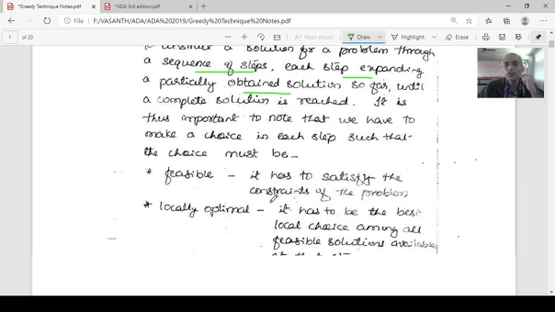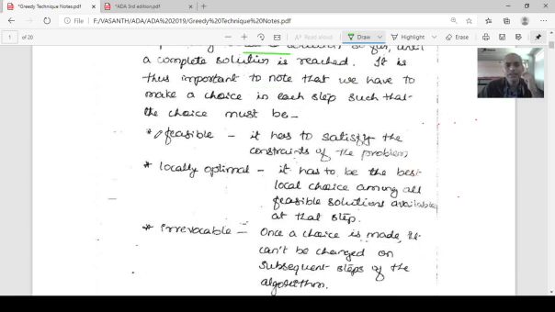When we use this greedy approach, there are 3 important words which we generally use in this technique. The first one is feasible. We have already discussed what we mean by a feasible solution. Feasible means satisfying the constraints of the problem. If your problem has some constraints and you satisfy all of them, then we say your particular solution is a feasible solution. Then, locally optimal.